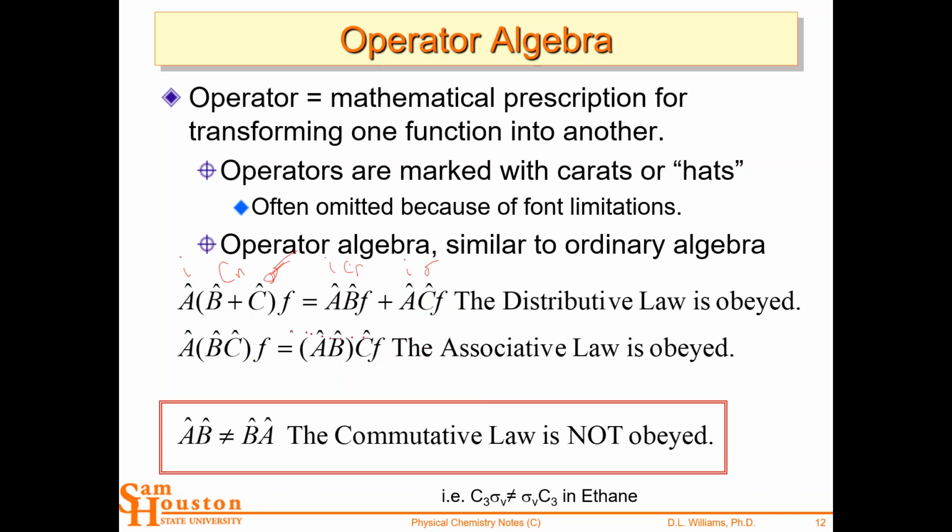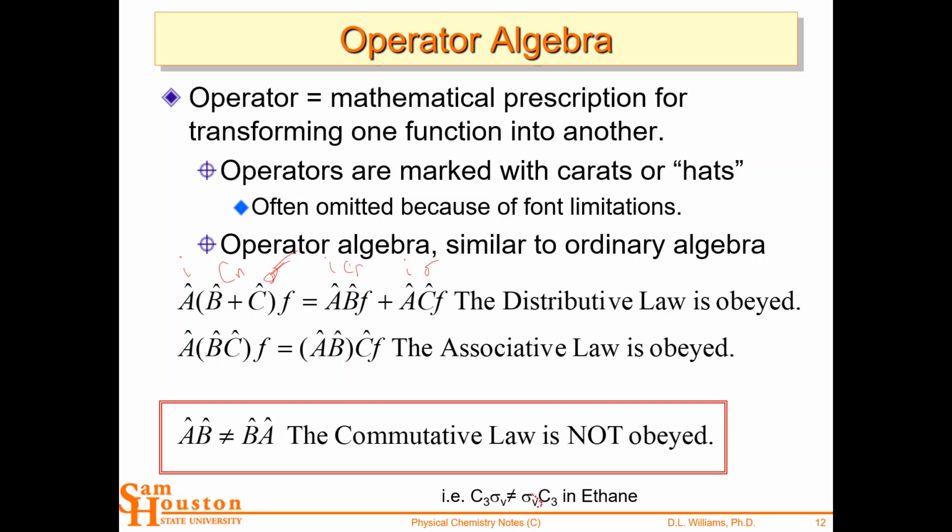You can associate the two in different ways. So you could operate B on C and have that combined and then multiply on the function and then bring in A, or you could combine A and B and do C separately from A and B. So that's the associative rule. That's okay as well. But the commutative law is not necessarily obeyed. Sometimes accidentally or coincidentally it's obeyed, but in general, you can find examples where the commutative law is not obeyed.